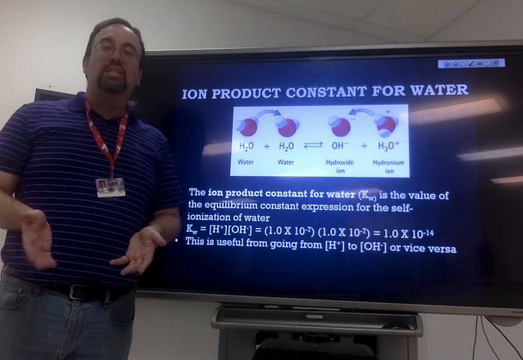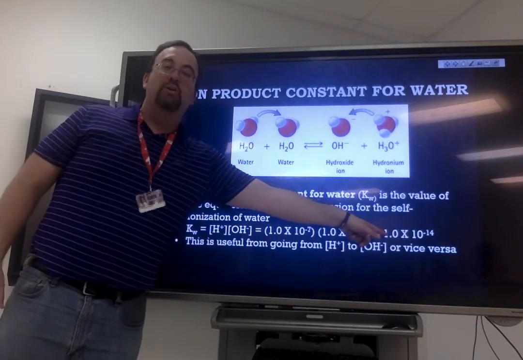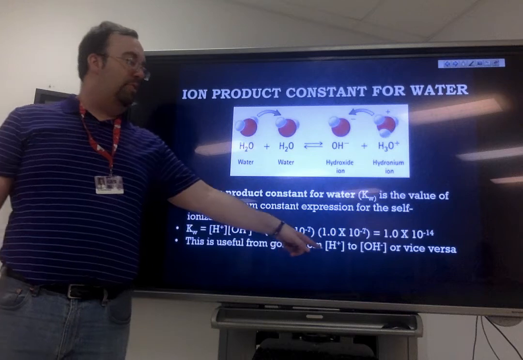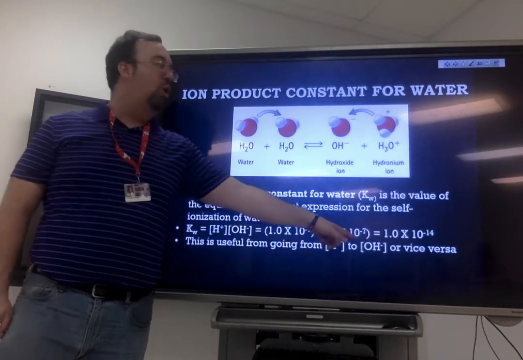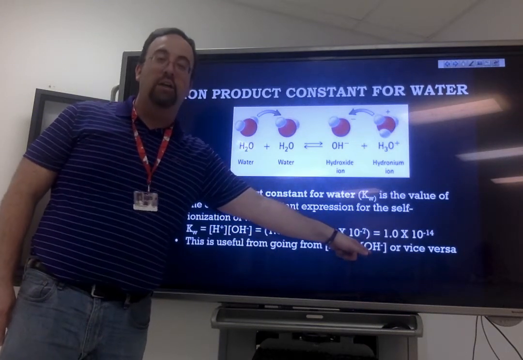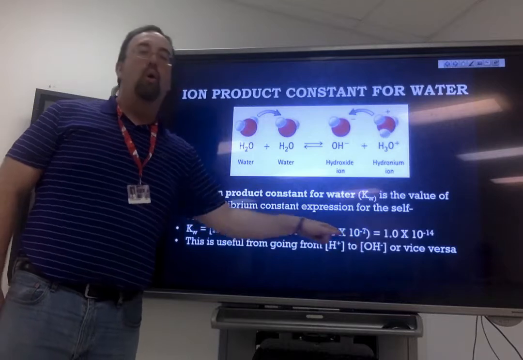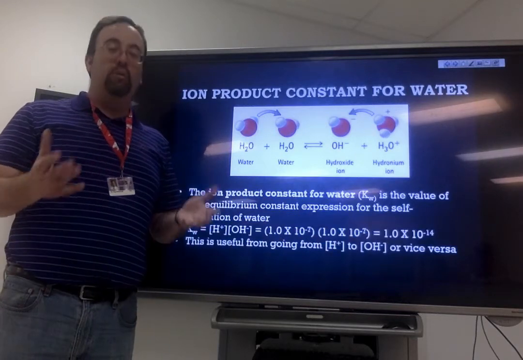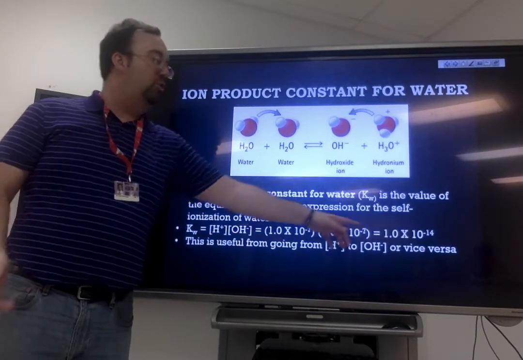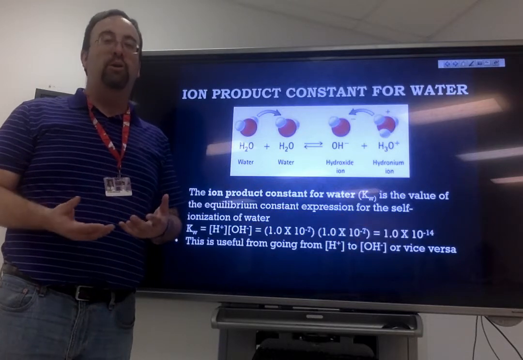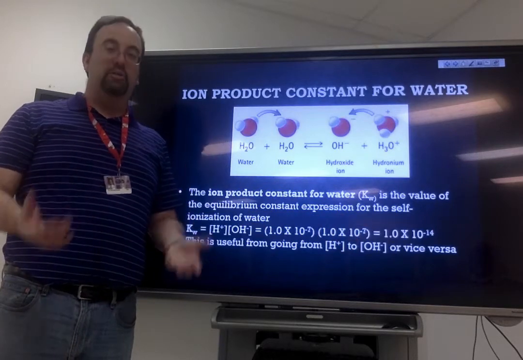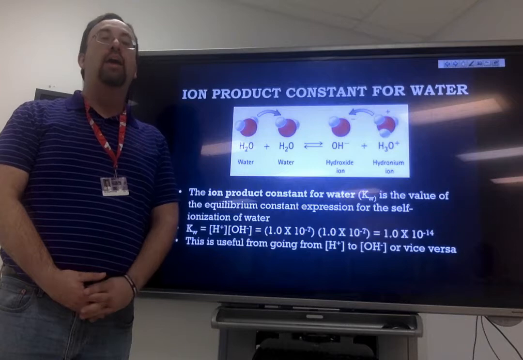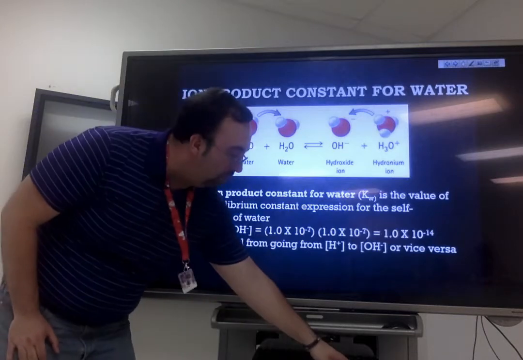Why do we have this? We can use this value to go from either the hydrogen ion concentration or the hydroxide ion concentration if we know one of these. And so we can rearrange the equation and use this ion product constant for water to calculate the other type of concentration. And so I'm going to go ahead and do a problem that involves that right now.